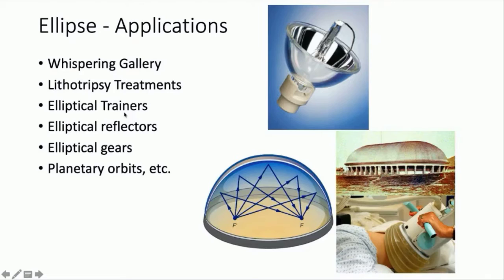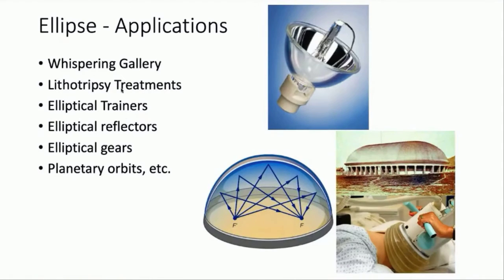Then we have elliptical trainers. Your treadmill is horizontal, and elliptical trainers are not horizontal. It will be a curved profile, so that the forces exerted on the knee will be even and smooth. It is not going to vary. So a treadmill will have a higher impact on your knees when compared to elliptical trainers.